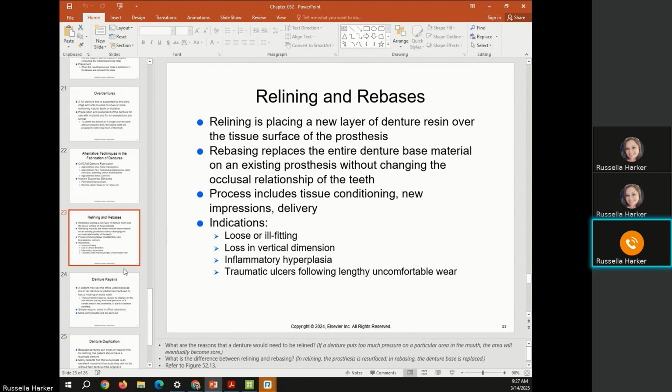And that would be if you had a loose or ill-fitting denture, loss in vertical dimension, like lots of bone loss, inflammatory hyperplasia, or traumatic ulcers following lengthy, uncomfortable wear. So like if they were wearing it for a very long time and it was very uncomfortable, we may have to rebase it to make it fit better. So in relining, the prosthetic is resurfaced. In rebasing, the denture base is actually replaced.